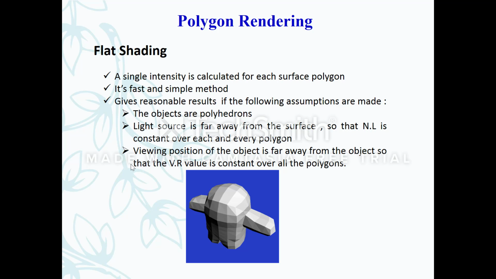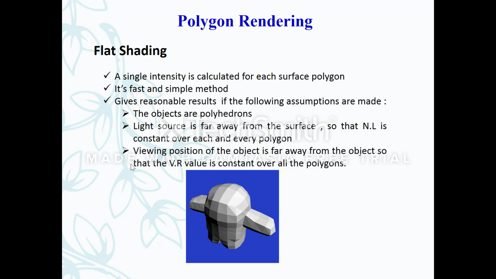In polygon rendering, we have three types of shading. The first one is flat shading. What is flat shading? As I said, each object in the real world can be made into a 2D image using polygons. Here in flat shading, only a single intensity is allocated to each polygon. It is a very fast and simple method. It gives reasonable results as it is very fast and easy to implement.